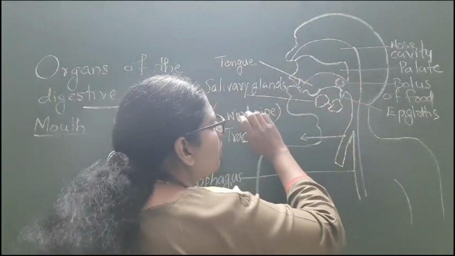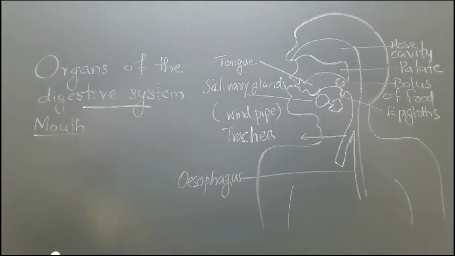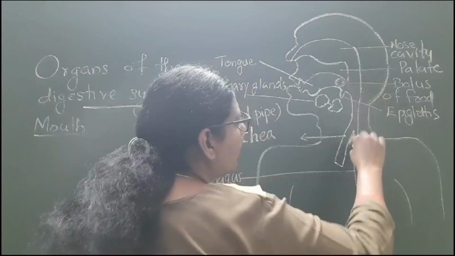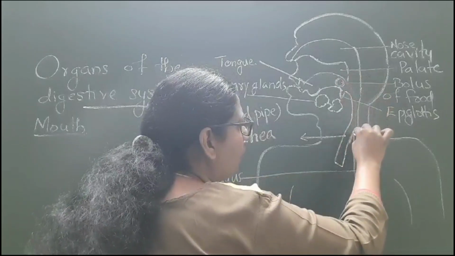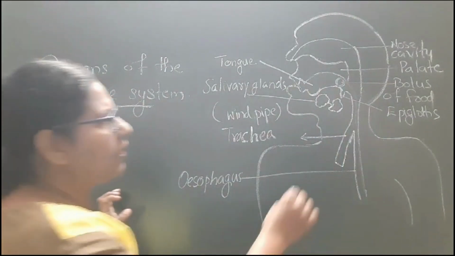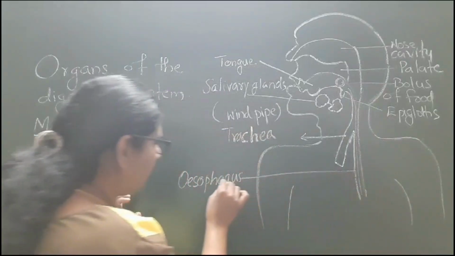Before swallowing, once food is in the mouth, we masticate it. We crush that food with the help of teeth and mix with the saliva to form bolus for swallowing. Then we swallow it and it goes down through the esophagus. This is esophagus.